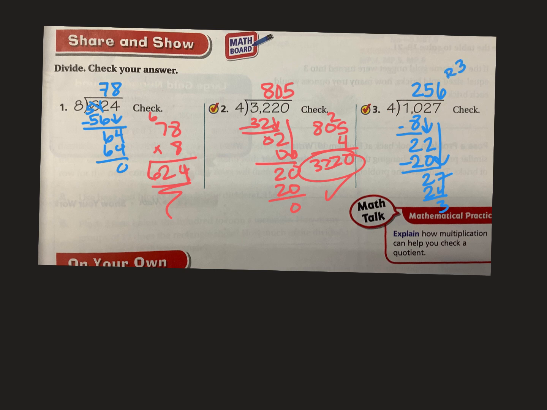So when I do my check, I'm going to go 256 times 4 to check and make sure, and then I'll add 3 to it because of the remainder. So we have 256 times 4: 24. 4 times 5 is 20, plus 2, 22. 4 times 2 is 8, 9, 10. And then add the 3 remainder, and I got it.